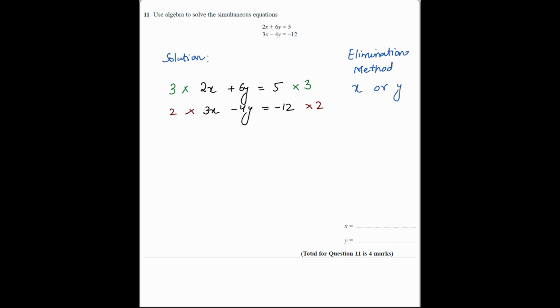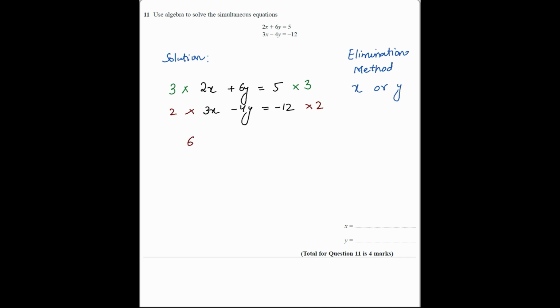If you look closely, you will see that we are multiplying in the cross way because 2 is the coefficient of x in the first equation, so you have to multiply 2 in the second equation. And 3 is the coefficient of x in the second equation, so you have to multiply 3 in the first equation. In this way, we can make the coefficient of x same.